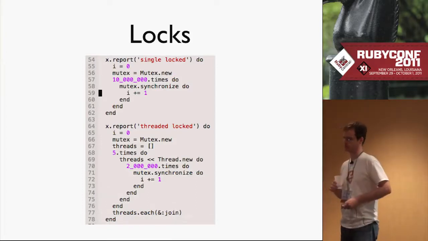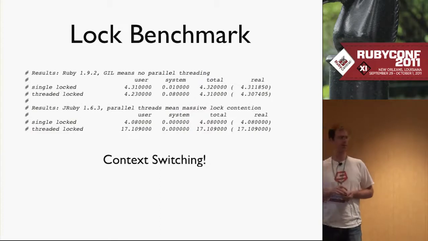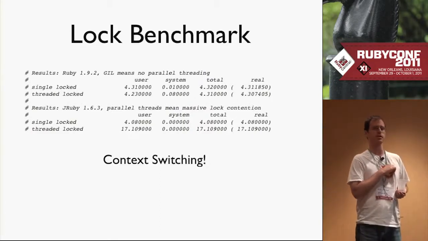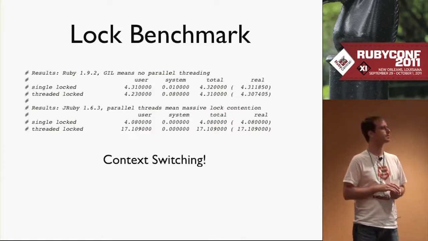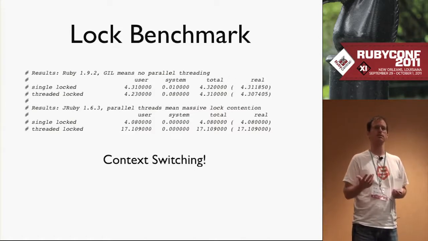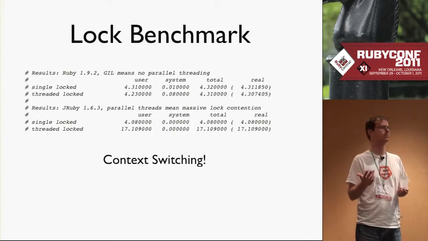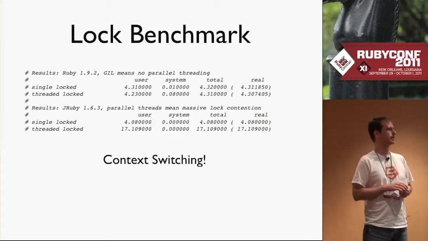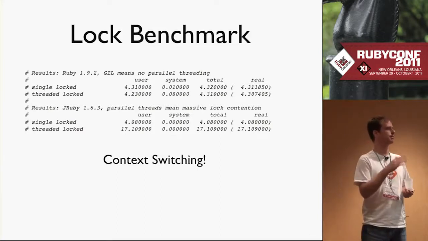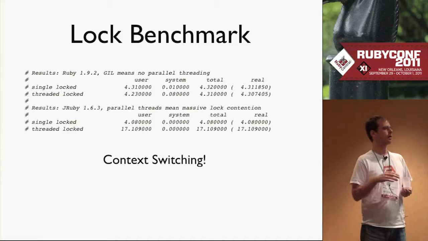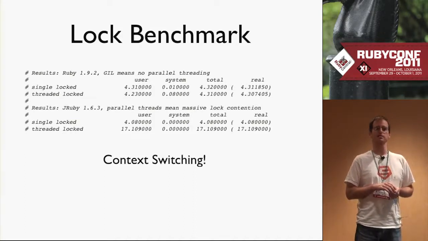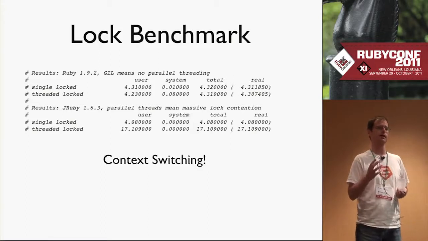The results are kind of interesting. In Ruby 1.9, there's absolutely no difference in runtime. It takes 4 seconds in both cases. And that's because Ruby 1.9 has this GIL. Only one thread can run at a time. And so there's no thread contention. Now, in JRuby 1.6, because it has truly parallel threads, you get massive lock contention. So using 5 threads to increment that counter causes a massive slowdown as the threads contend for that mutex.